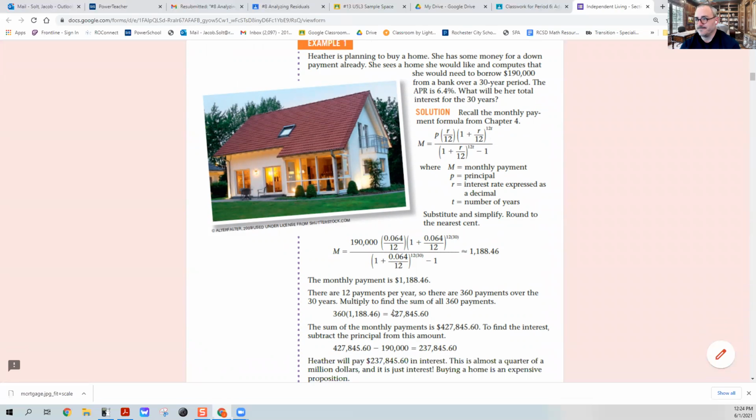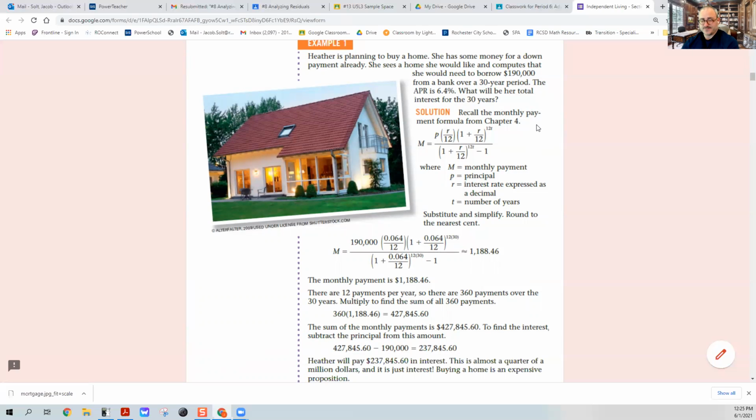All right, example one. We have Heather. Heather is planning to buy a home. Heather has some money for a down payment already. She sees a home she would like and computes that she would need to borrow $190,000 from a bank over a 30-year period. The APR, annual percentage rate, is 6.4%. What will be her total interest for the 30 years? That's the question we would like to solve.